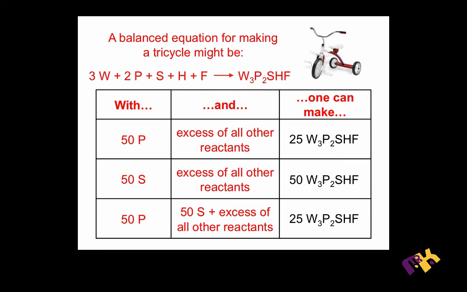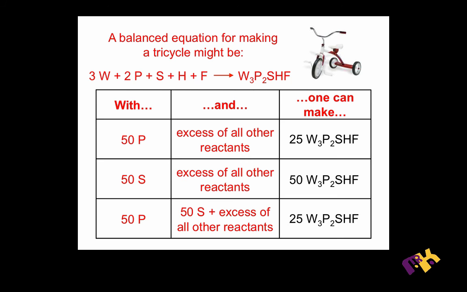And you could try to sell them, but the manager might think we're crazy, but we're going to sell you this tricycle at 25% off because it's missing the pedals. It's a steal. All right, so that's kind of silly analogies for limiting reactants.